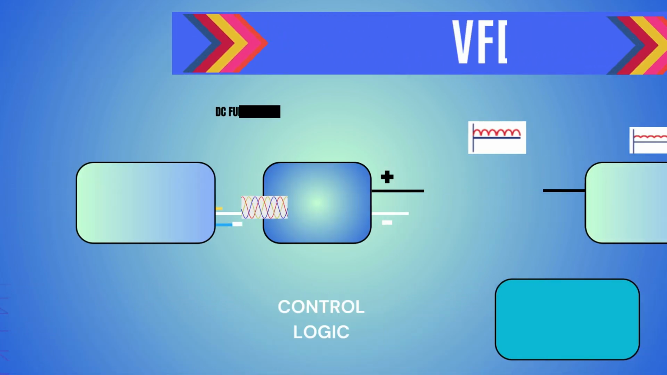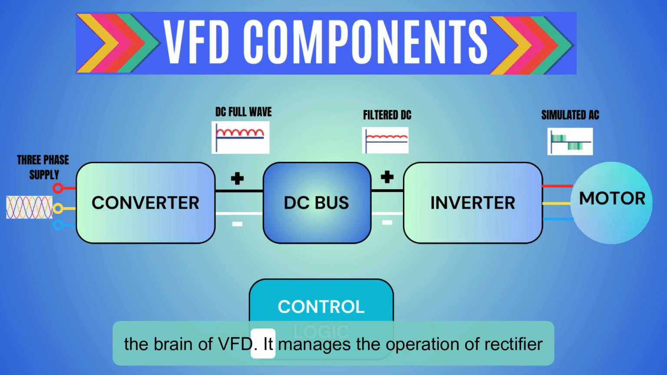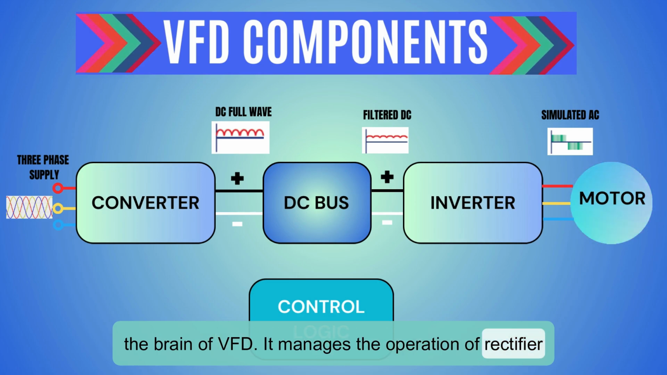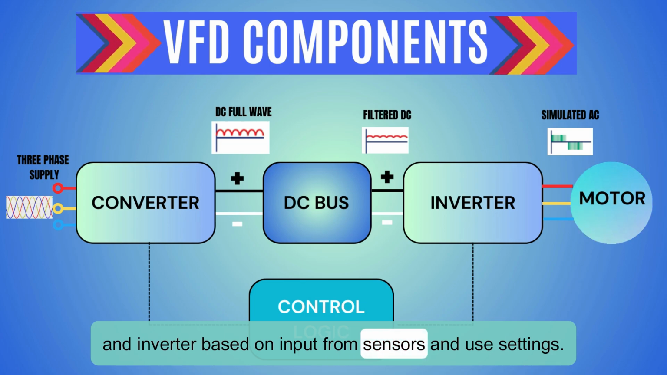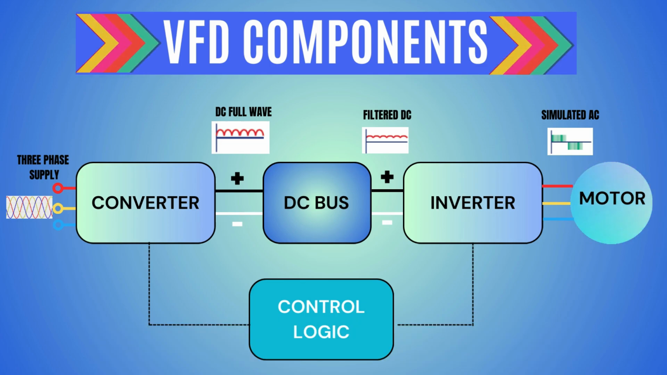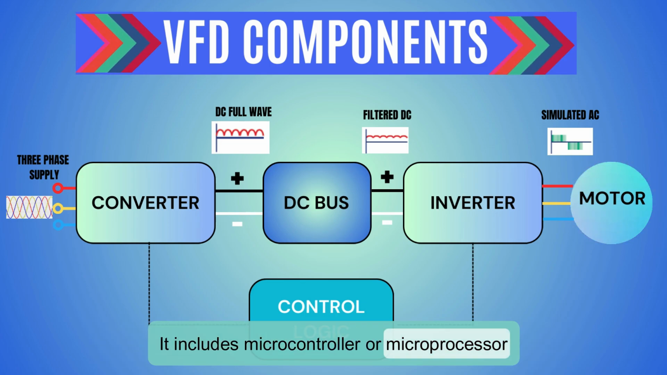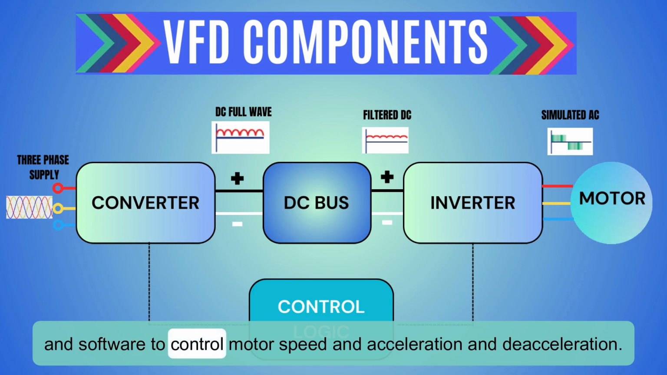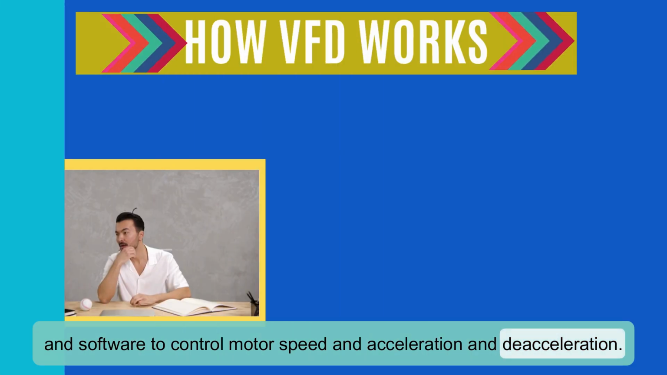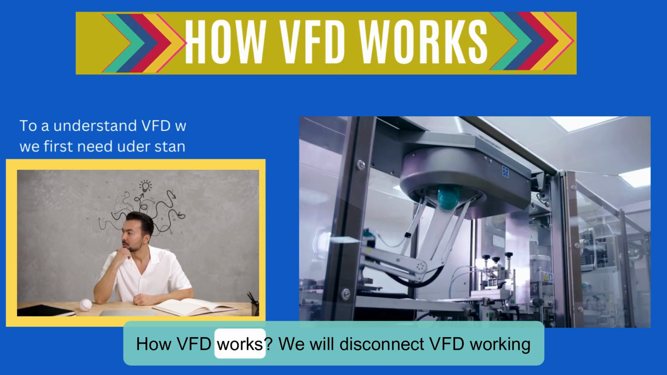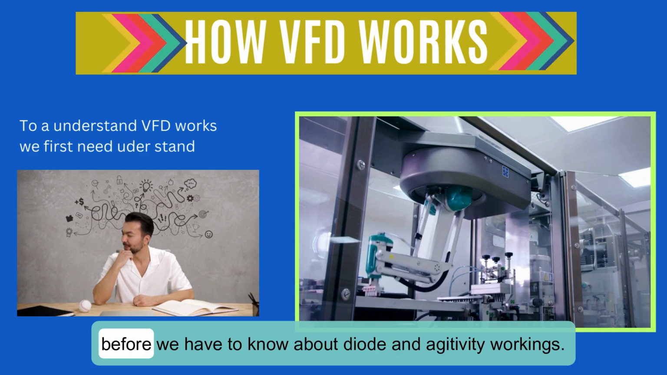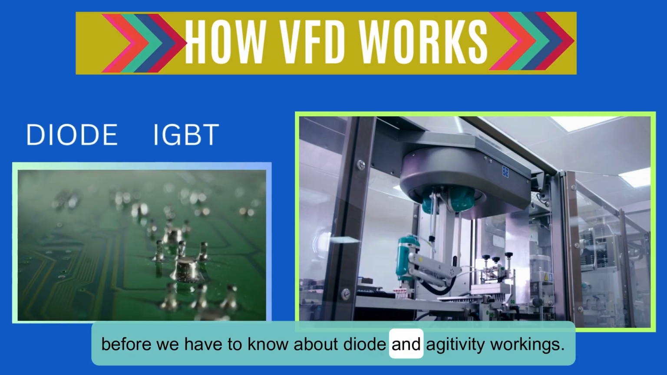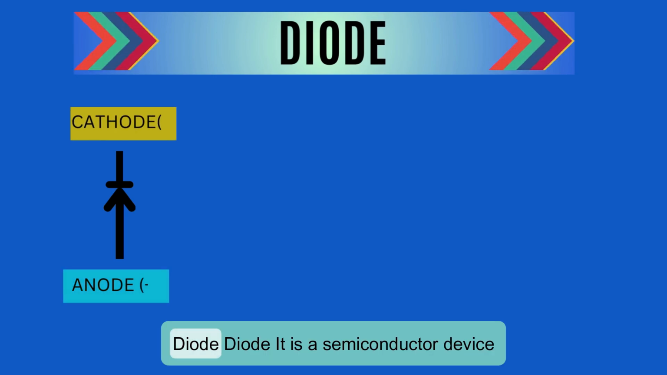Control unit: the brain of the VFD. It manages the operation of the rectifier and inverter based on input from sensors and user settings. It includes a microcontroller or microprocessor and software to control motor speed, acceleration and deceleration. How VFD works. We will discuss VFD working. Before that, we have to know about diode and IGBT workings.